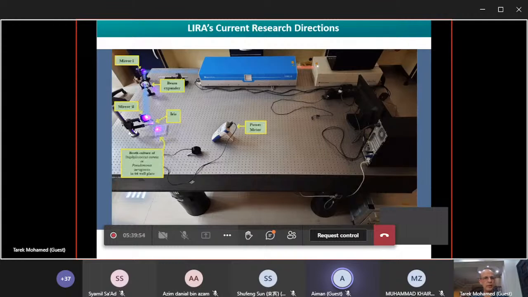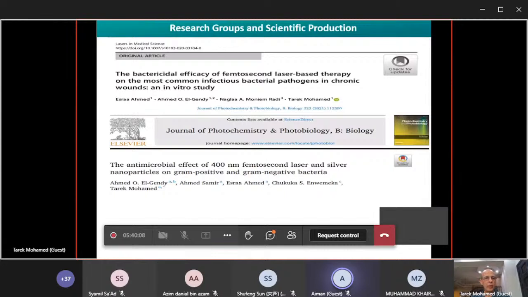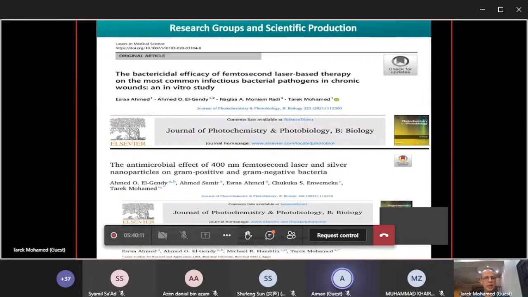So we have the femtosecond laser, and the beam goes through some mirrors and comes here. Then after that, it goes to the bacteria. Here we published some papers on this one, and the goal from this work is, after we study all the parameters and we know the optimum parameters, to make a small laser that could be used maybe by the patient or doctors in the hospital.